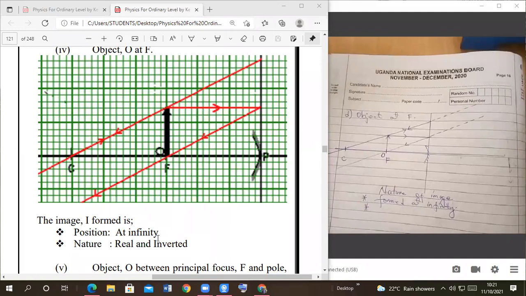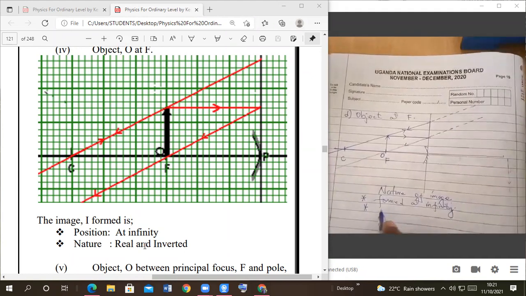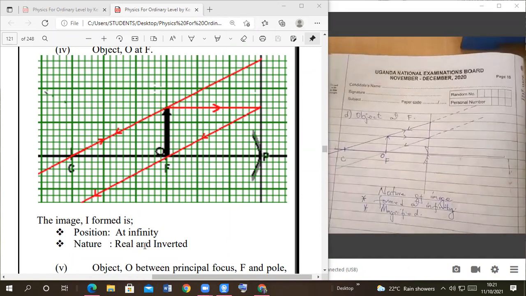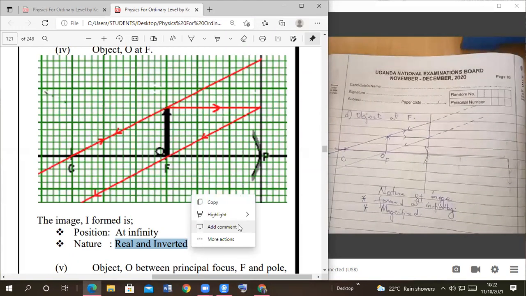It's not real because we can't see it. Are you together, members? So the image is magnified, because we can see how it's going to be formed. Those are the only two. This one is wrong, it's not supposed to be real and inverted. That one is not correct, please. These two, they're off. The image is just magnified, because we cannot see it.